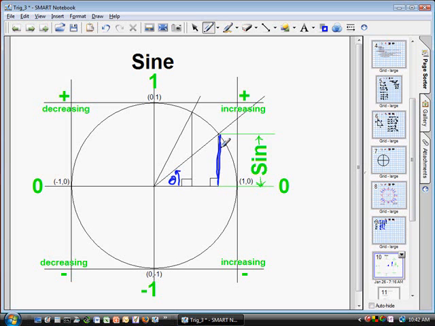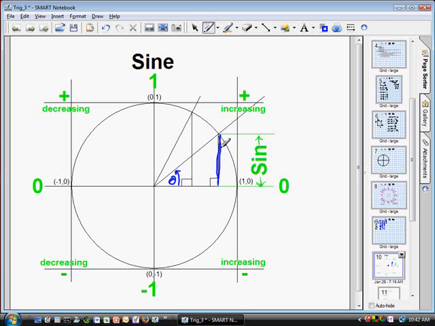Okay, now, let me explain this. What I'm saying here is in the first quadrant, wouldn't you agree the blue leg is always going to be above the x-axis and therefore positive? Isn't it also increasing? As I do this, doesn't the blue leg get longer? So in the first quadrant, the sine is positive and it's increasing.